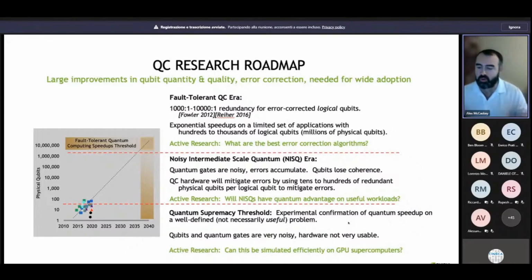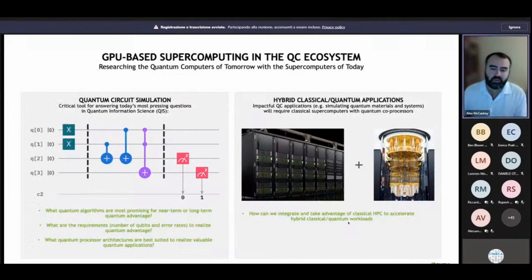And so we think that GPUs and heterogeneous computing is obviously going to be important as we move forward here. And this is our QC research roadmap. So speaking specifically about the near term and circuit simulation, we're very interested in how we can push the envelope with regards to quantum circuit simulation.